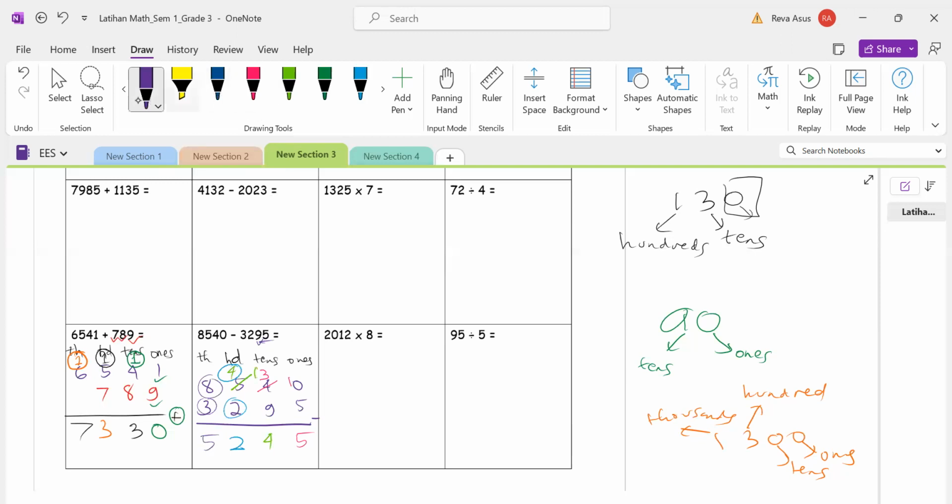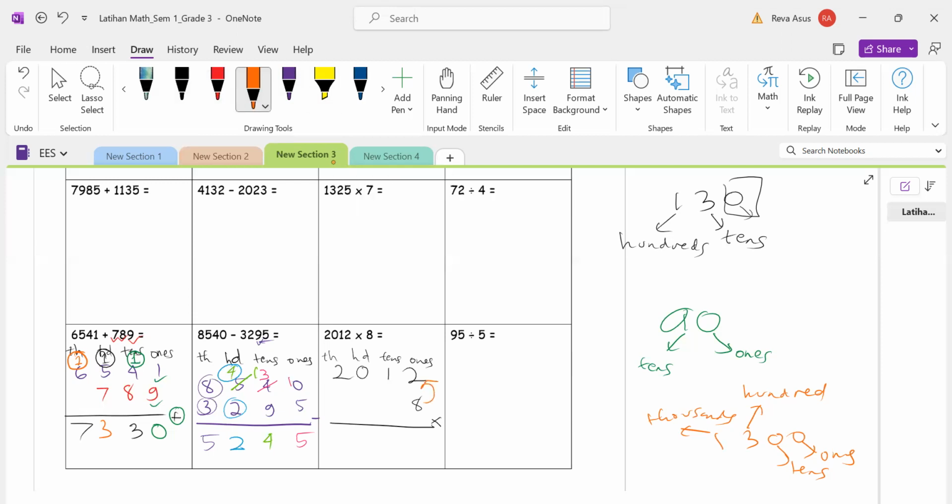And the multiplication here we have 2012. Actually, it is the same. We need to concern the place value. It is thousands, hundreds, tens, and ones. Times by 8. 8 is ones. So let's put 8 at ones. Let's times. We need to times the ones and ones first.